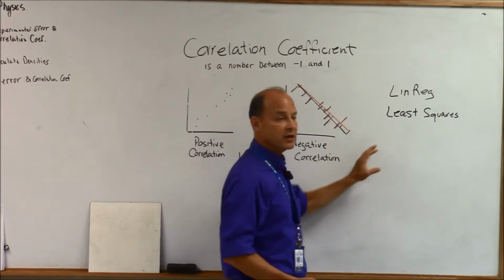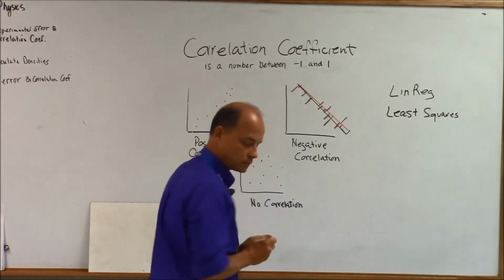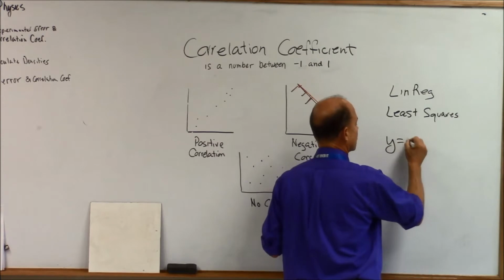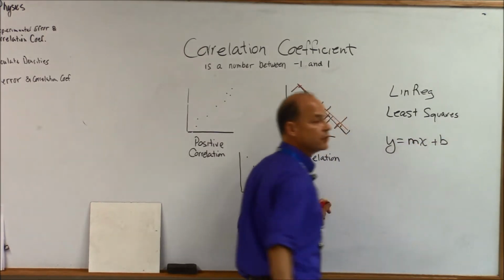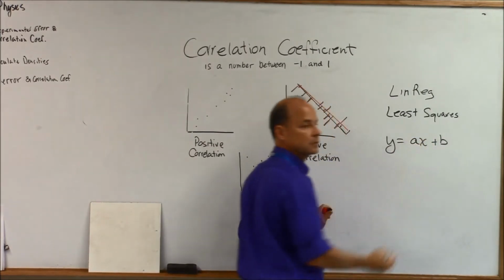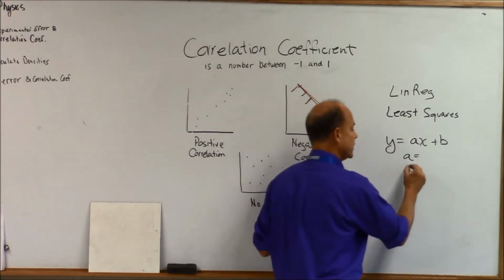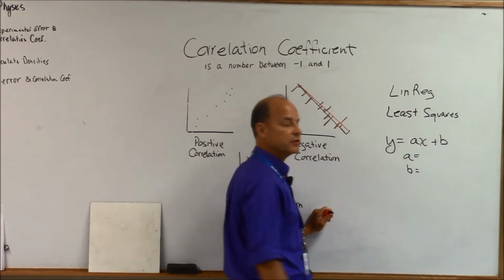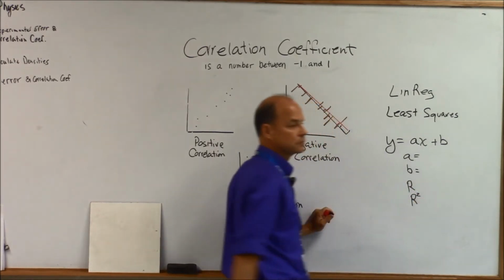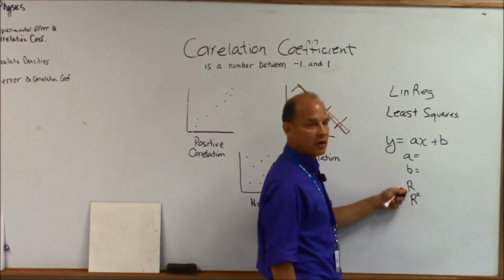The result on your calculator, it gives you the equation of this line. I think if you're using a TI-84, it doesn't use M, it uses A. It tells you what A is. It tells you what B is. It tells you some other stuff, but what we're interested in is R and R squared. This is the correlation coefficient.